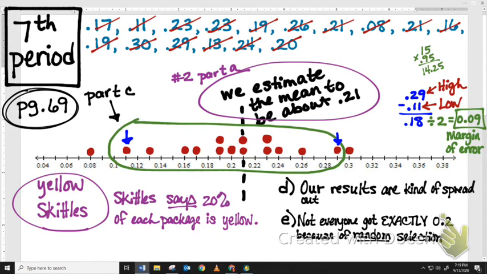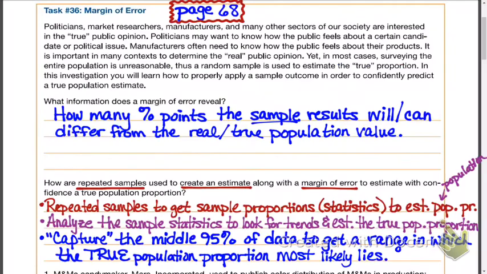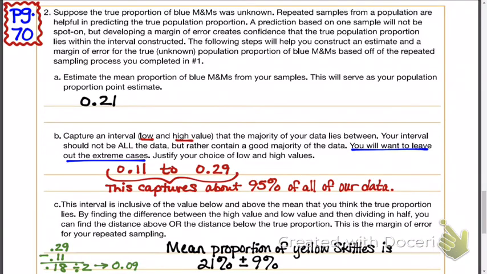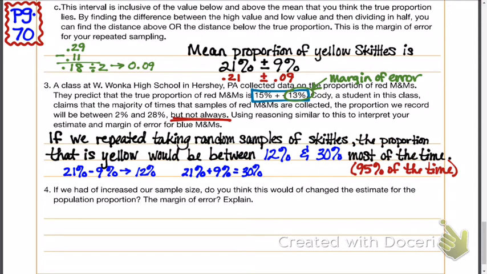We've got one last question to answer here. If we increased our sample size, do you think that would change the estimate for the population proportion or the margin of error? If instead of giving you one little Dixie cup full of Skittles, if I'd gotten like a regular sized cup and I'd filled that up with Skittles for everybody, how do you think that would have changed what we saw?